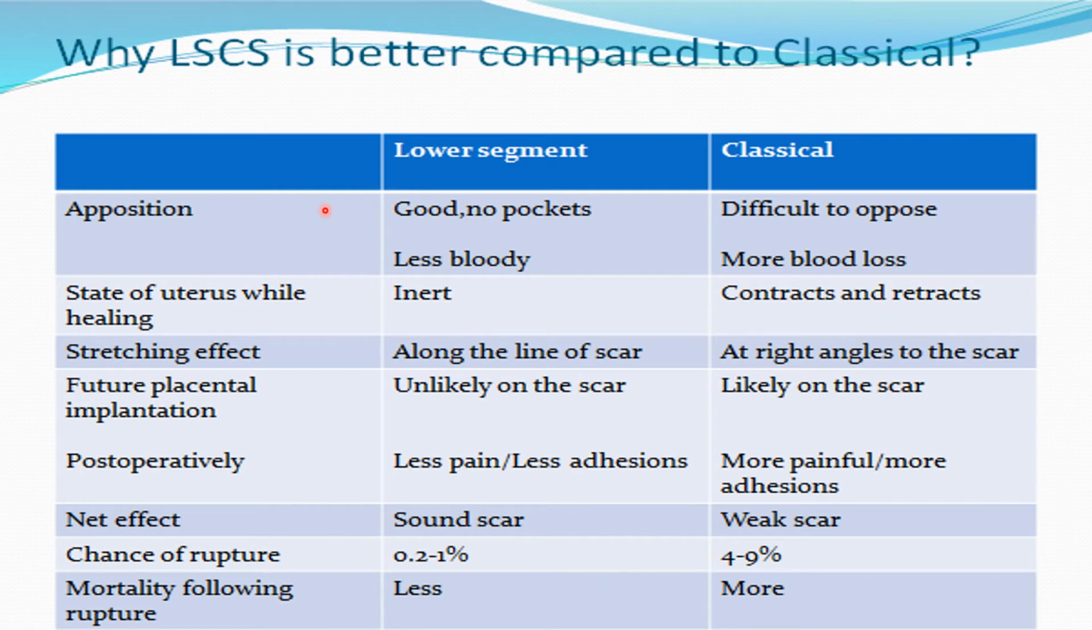So why do you think lower segment caesarean section is better compared to classical? In the case of lower segment cesarean section, the opposition is very good and there are no blood pockets formed and it is less bloody. The state of uterus while healing, it is inert. The stretching effect is there along the line of the scar, so the strain on the scar is comparatively less when you do the classical cesarean section.